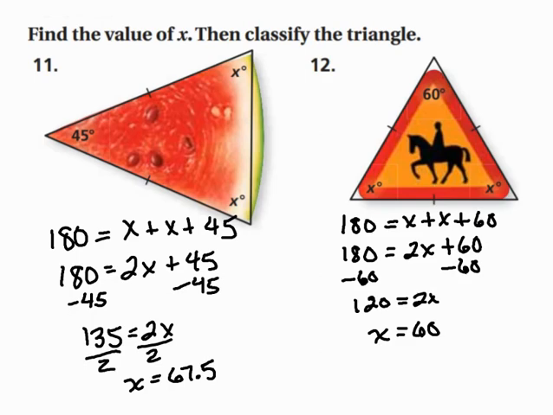So when we add these together, we have 180 equals 2x plus 45, subtract the 45, then when we divide by 2, we get 67.5 degrees. So each of these angles is 67.5 degrees. Number 12, when we add them up, we have 180 equals 2x plus 60. That looks just like the one we did for our practice, only it's not a flag this time. So we end up with x equals 60. 60, 60, 60.